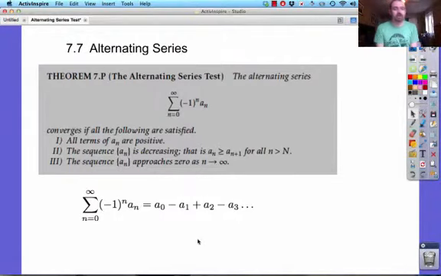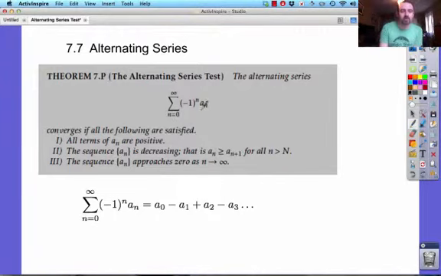Okay, so we're going to look at something called alternating series now. We'll start right off the bat with the alternating series test. Here's what it says. The alternating series, given by this formula here, converges if all of the following are satisfied. First of all, the sequence of terms a sub n must be positive.